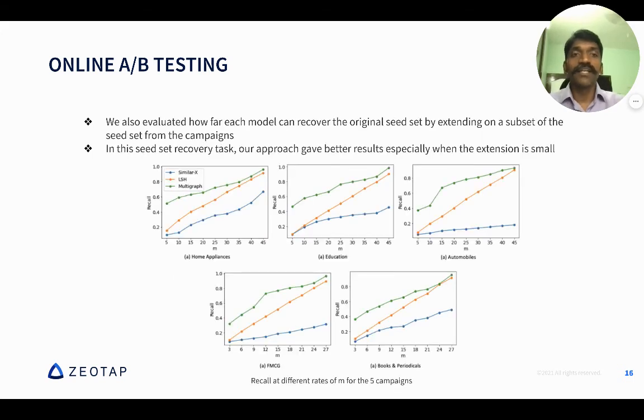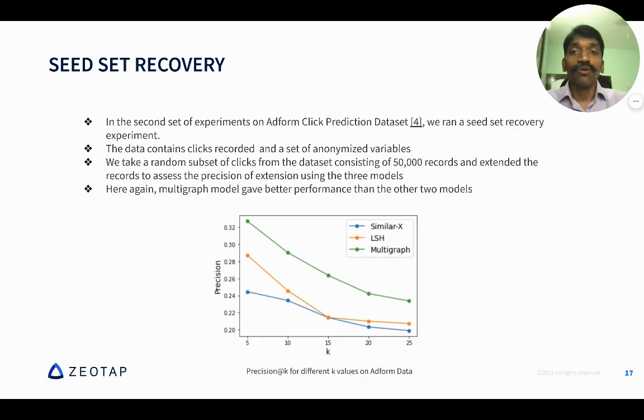We also ran a seed set recovery experiment where we evaluated how well the models can recover the original seed set from the initial campaign when we extend only on a subset of the seed set. Again, our model performance was better than other models. For reproducibility, we ran the seed set experiment on the ad form click prediction dataset. Here again, the multigraph model gave better precision values than the other two models.